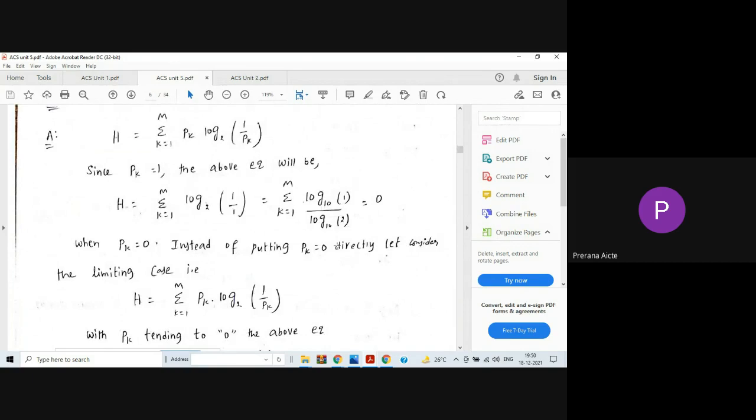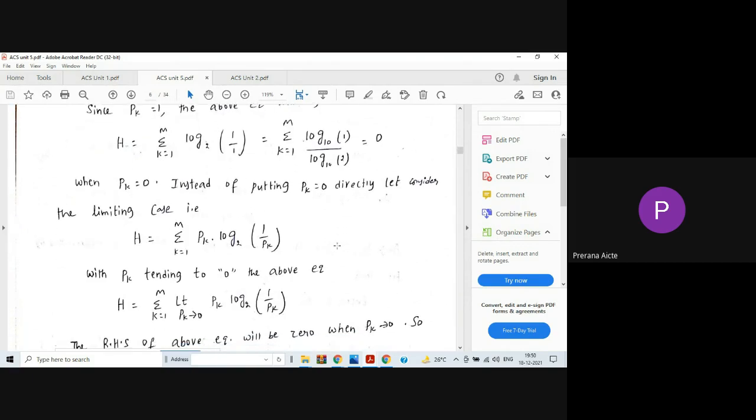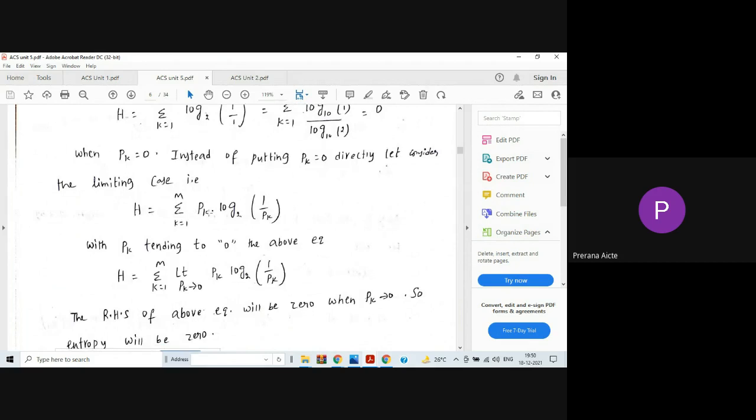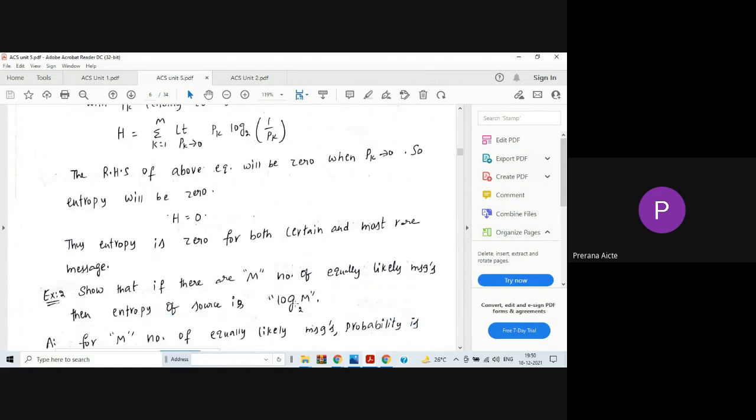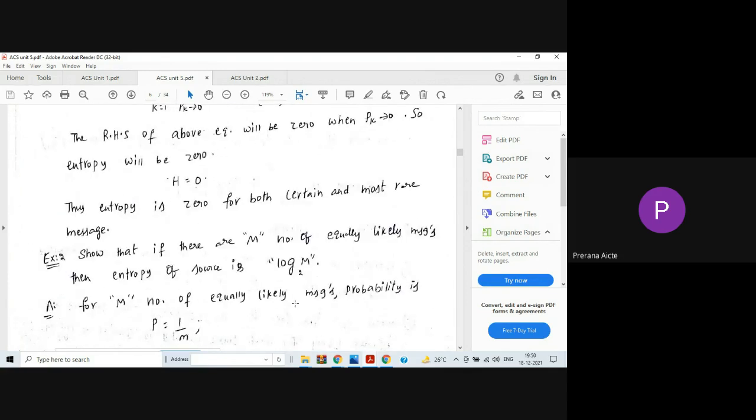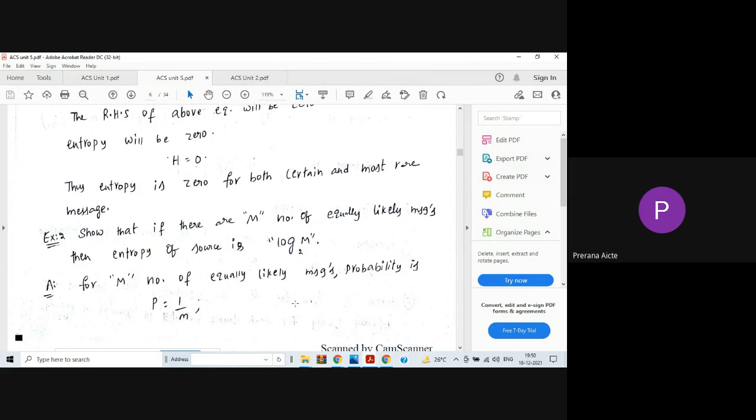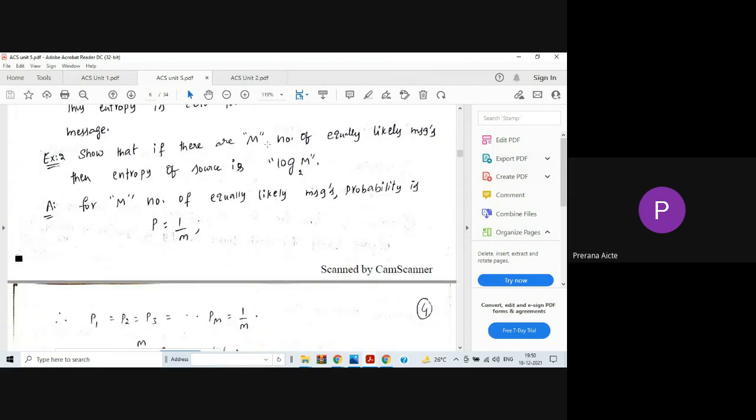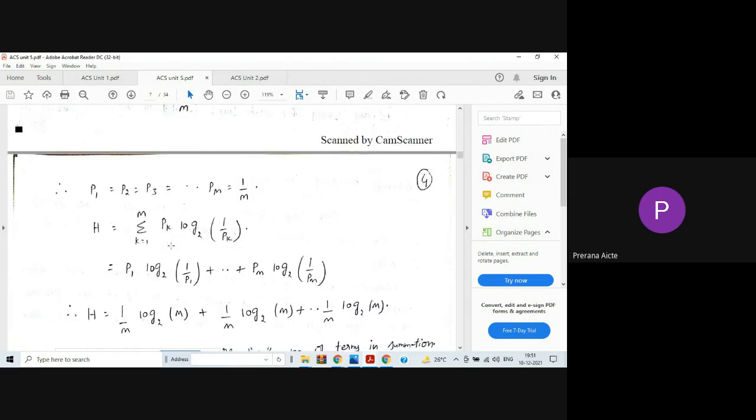Now when pk equal to 0, suppose, with pk tending to 0, the above equation will be 0. So entropy will be 0. The entropy is 0 for both certain and most rare messages. And another formula: if there are m number of messages, then the entropy of the source is log m base 2. Its probability value is p equal to 1 by m, so p1 equal to p2 equal to p3 and so on up to pm.